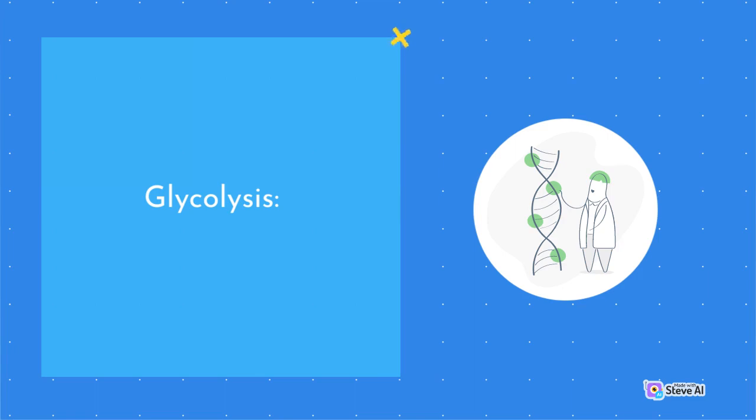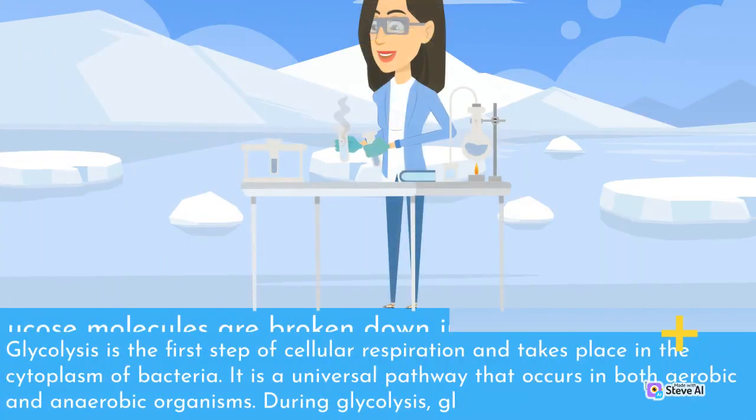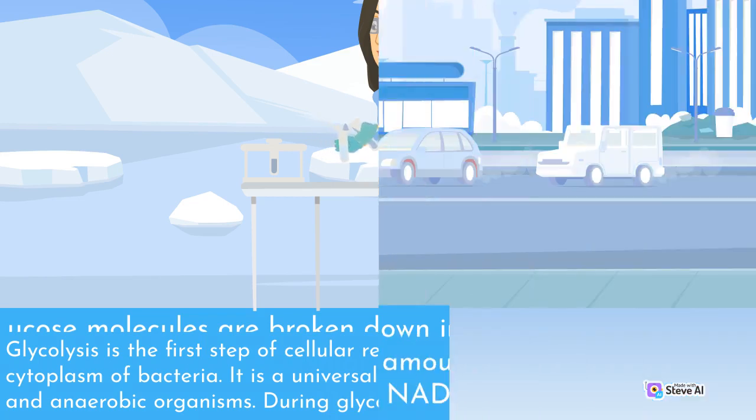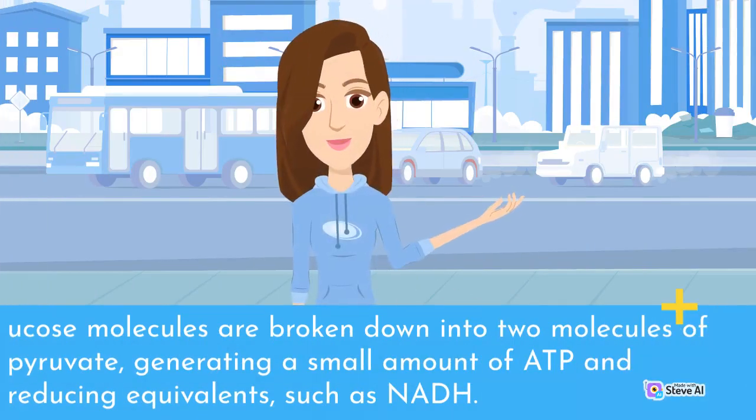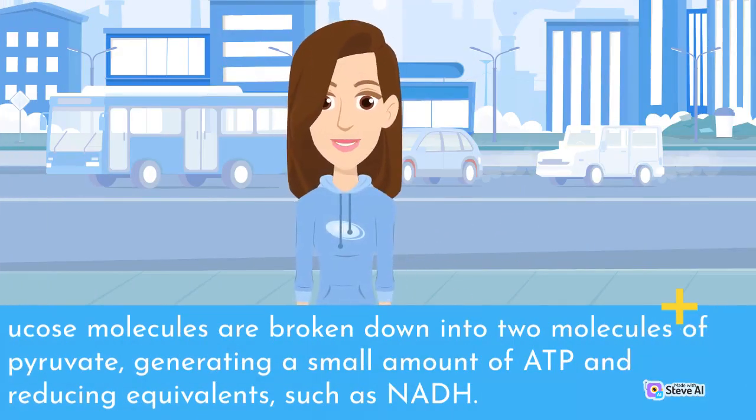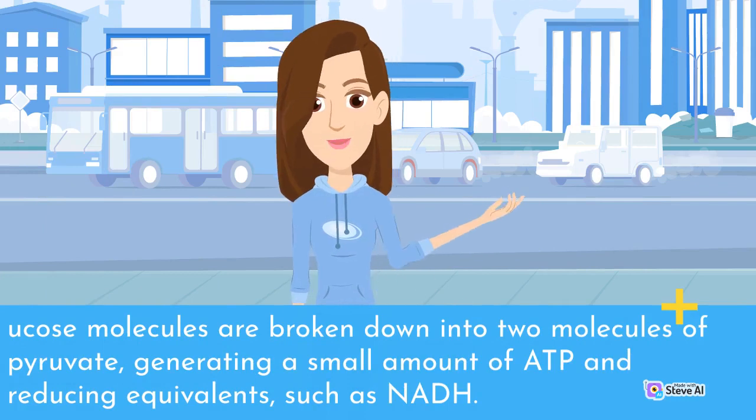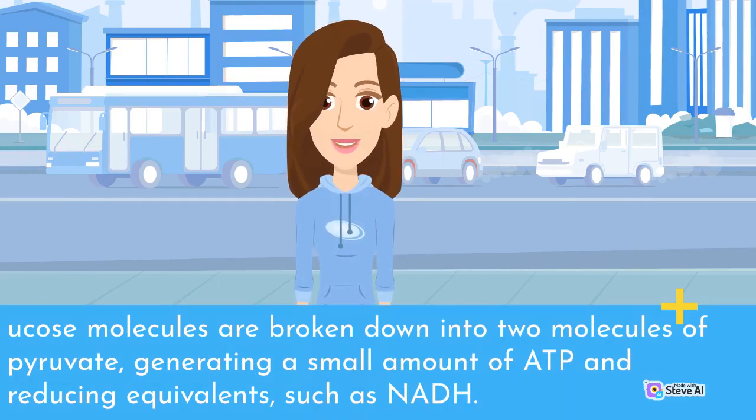Glycolysis. Glycolysis is the first step of cellular respiration and takes place in the cytoplasm of bacteria. It is a universal pathway that occurs in both aerobic and anaerobic organisms. During glycolysis, glucose molecules are broken down into two molecules of pyruvate, generating a small amount of ATP and reducing equivalents, such as NADH.